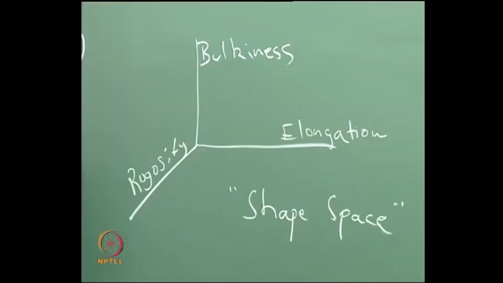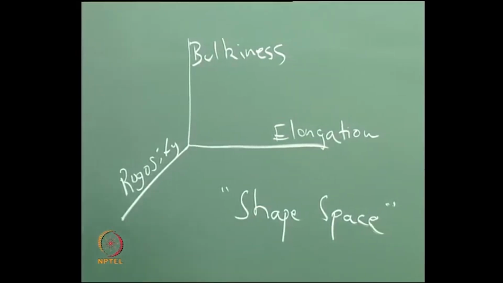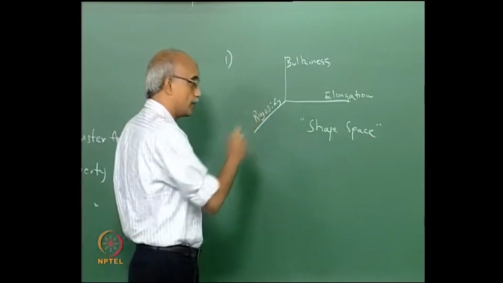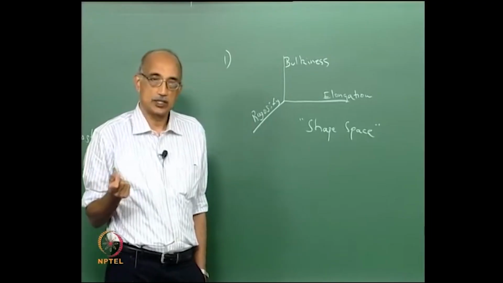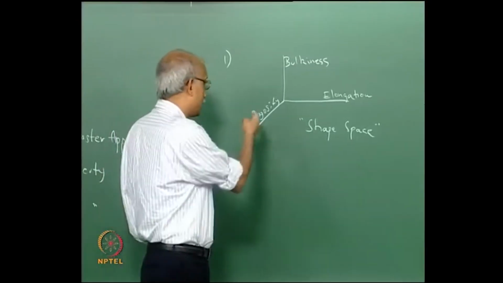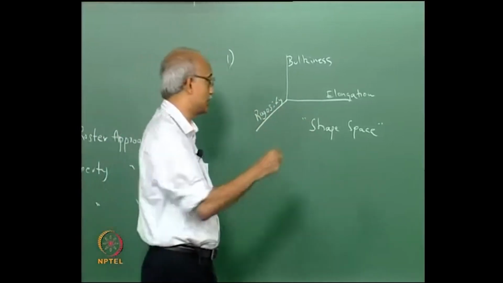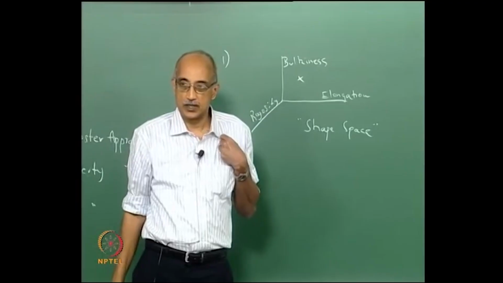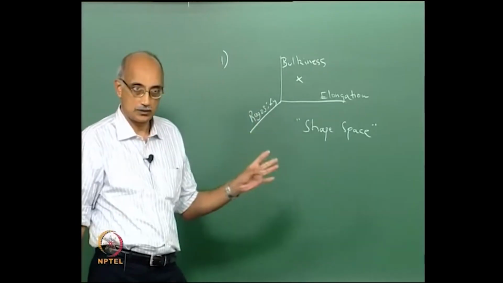It's just like physical space, except that the x, y and z coordinates have been replaced by certain shape parameters. So now what do you do in this case? Well, you take the object whose shape you are trying to assess and find its location in this space. In other words, it will have a certain bulkiness characteristic, a certain elongation characteristic, and a certain rugosity characteristic. So let us say that the shape that you want to assess is some x, and it is located at some point in this 3-dimensional space.